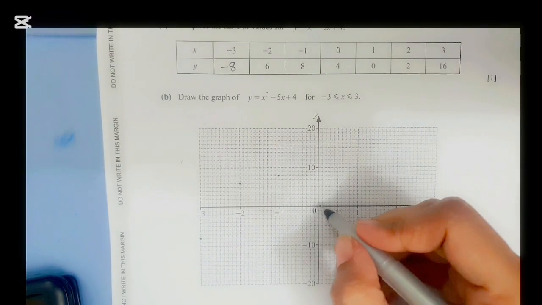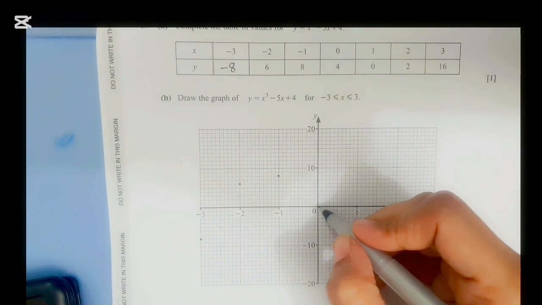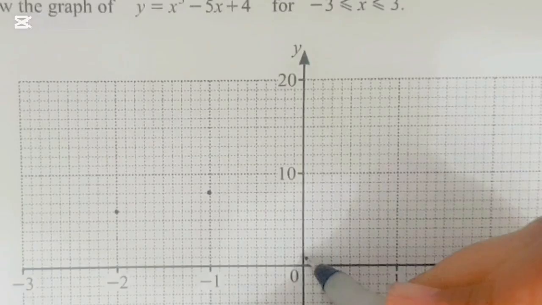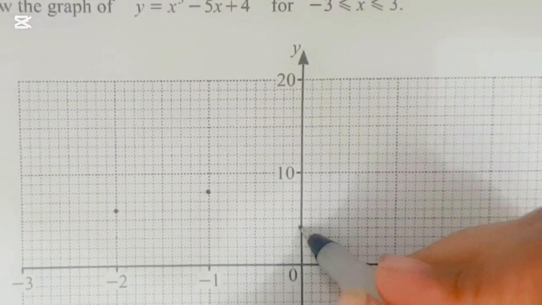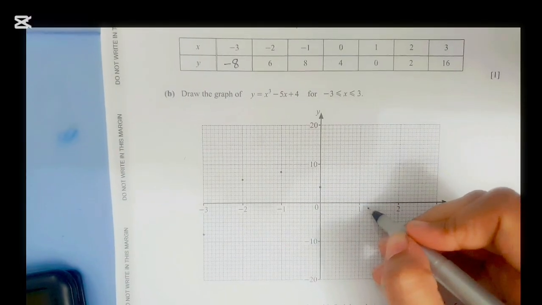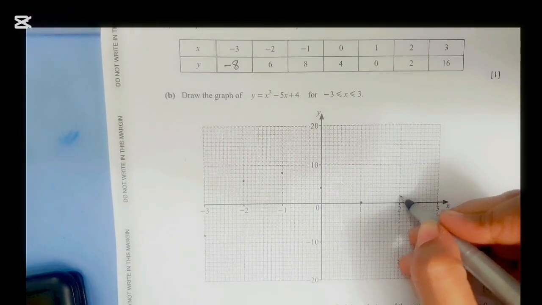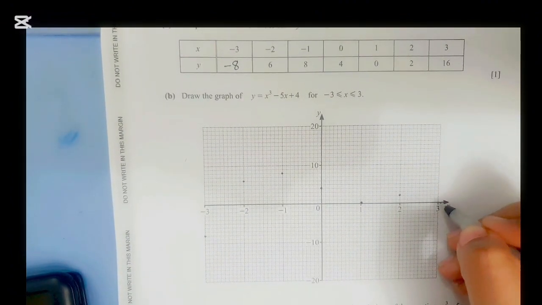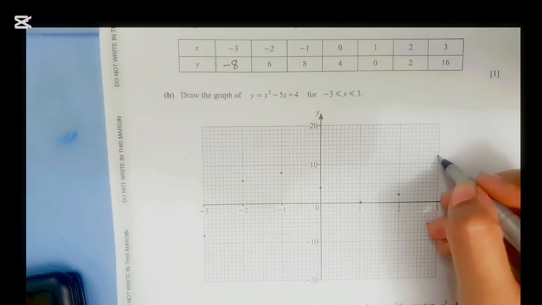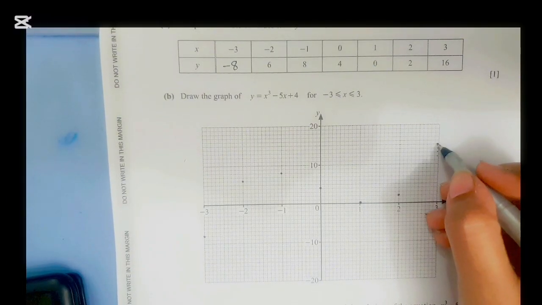On x-axis it is 0 and on y-axis it's 4: 1, 2, 3 and 4. Now 1 and 0 on y-axis. 2 and 2. 3 and 16: 10, 11, 12, 13, 14, 15 and 16.